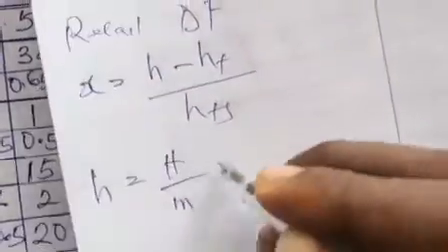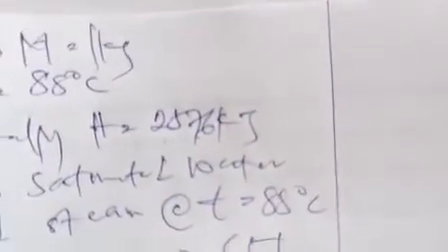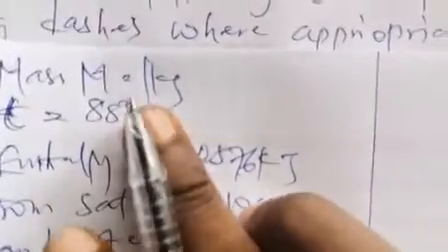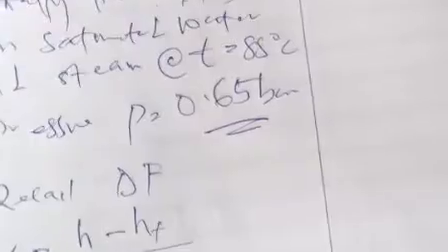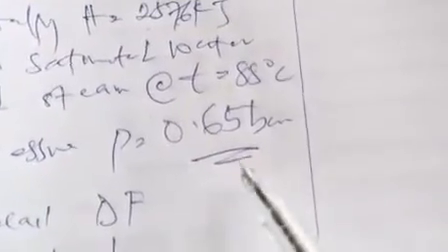To convert that, specific enthalpy is simply total enthalpy all over mass. Total enthalpy is simply 2576, divided by the mass, which was given as 1 kg. We divide by 1, so specific enthalpy is simply 2576 kilojoules per kilogram. Now from the saturated water and steam table, corresponding to the given pressure 0.65 bar, we need to find what hf is. We also need to find what hfg is.